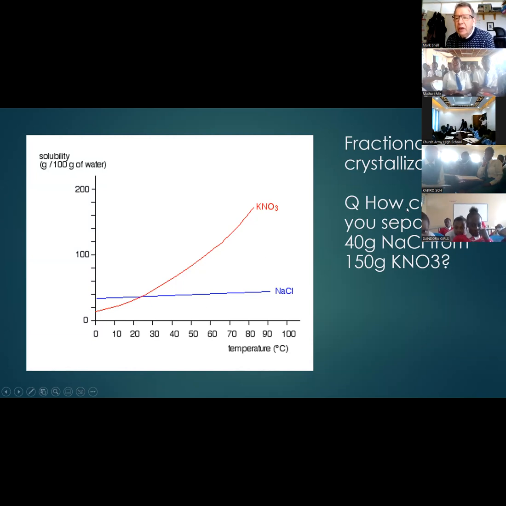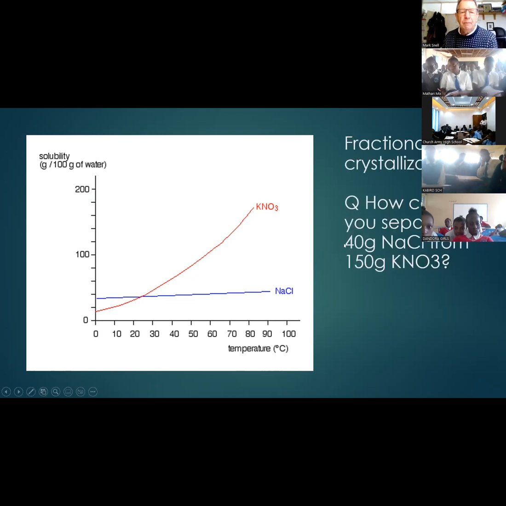And here's a question that was in KCSE, and it says, how could you separate 40 grams of sodium chloride from 150 grams of potassium nitrate? In other words, if you started with 150 grams of potassium nitrate and 40 grams of sodium chloride, what could you do to start separating them? Well, what we do is this.